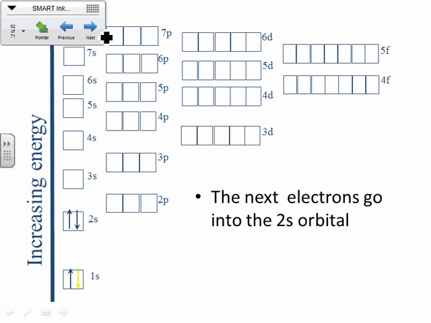Okay. So if we're doing chromium, we're going to end up with something that looks like this. Takes a long time to draw all these arrows. This is why we do electron configurations. Okay. Look how close that is. It's so close to being half full, right? And that's a good thing.